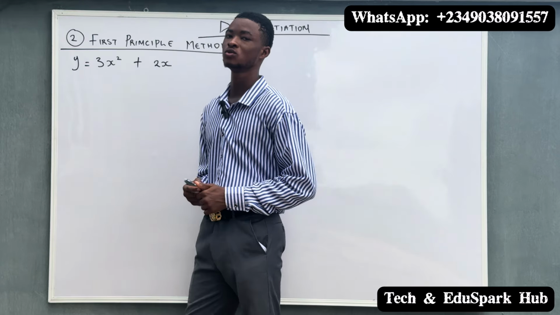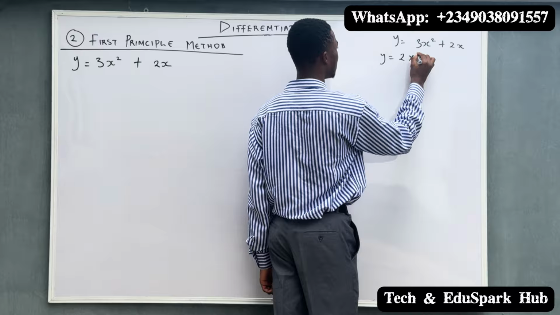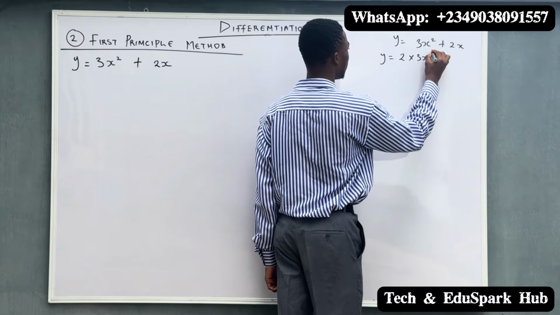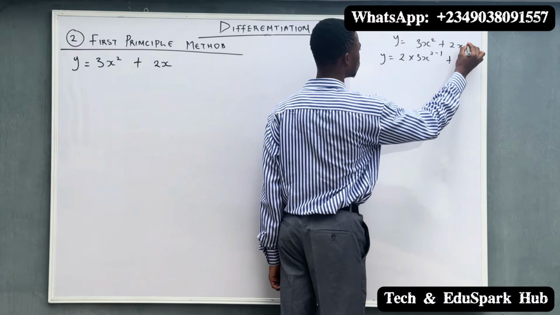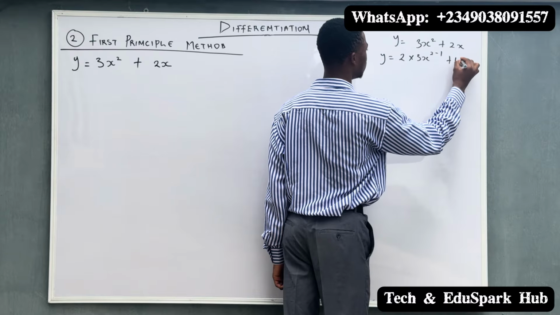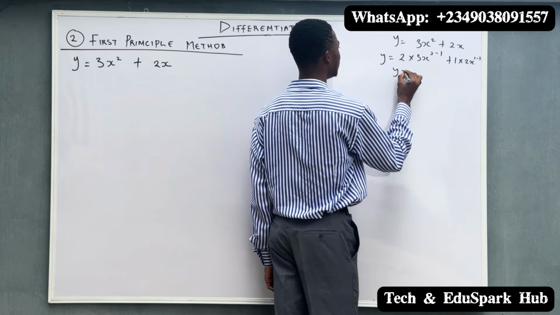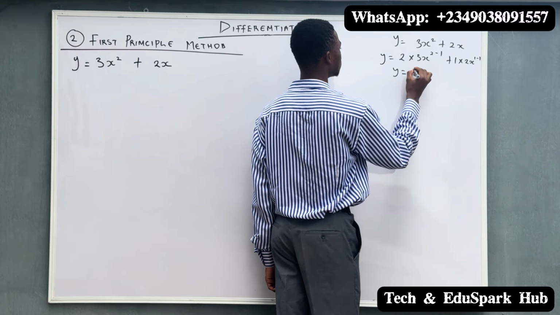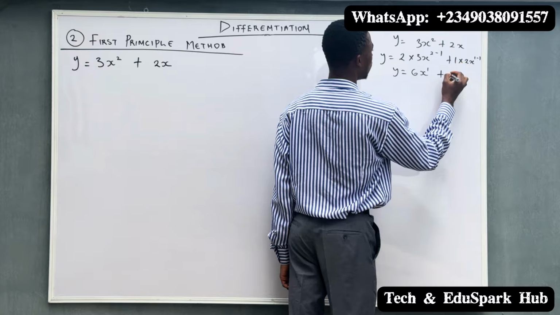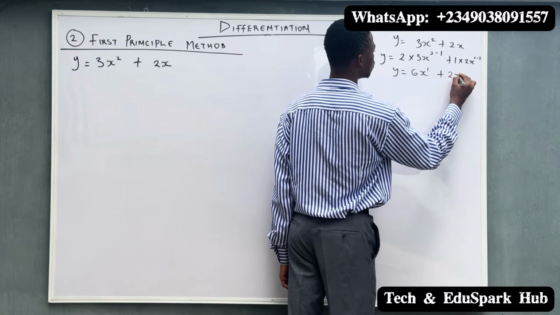If we use the general method, the power will come to the front and multiply by everything, which is 3x, and the power will be subtracted by 1. Plus also the power, which is 1 in this case, will come to the front, so we have 2x raised to power 1 minus 1. So dy/dx will be given as what? 2 multiplied by 3x will give us 6x raised to power 1, and 1 multiplied by 2x will give us 2x raised to power 0.